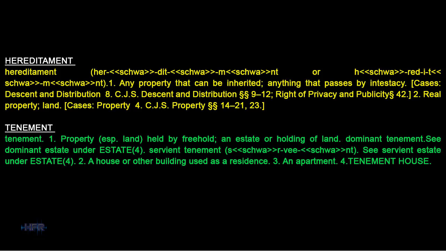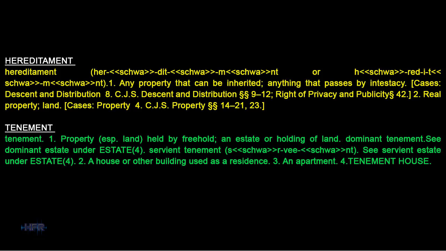So we have descent and distribution, and that's Volume 8 Corpus Juris Secundum, Descent and Distribution, subsections 9 through 12, and right of privacy and publicity, subsection 42. And then we have Descents 2, Real Property, Land, Cases, Property, Volume 4, Corpus Juris Secundum, Property, subsections 14 through 21, page 23. So they have the hereditament and then tenement.